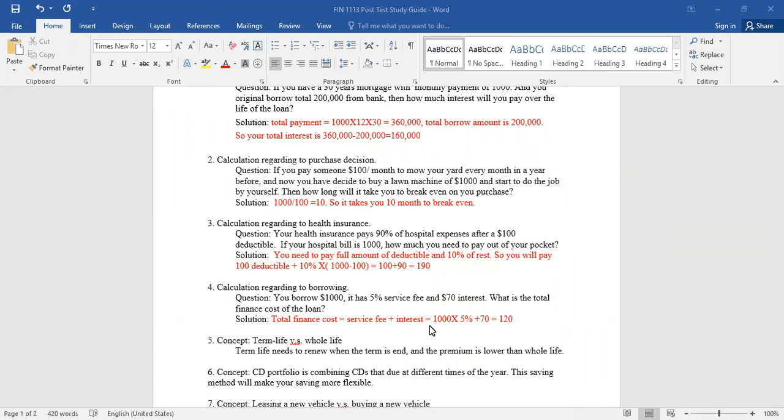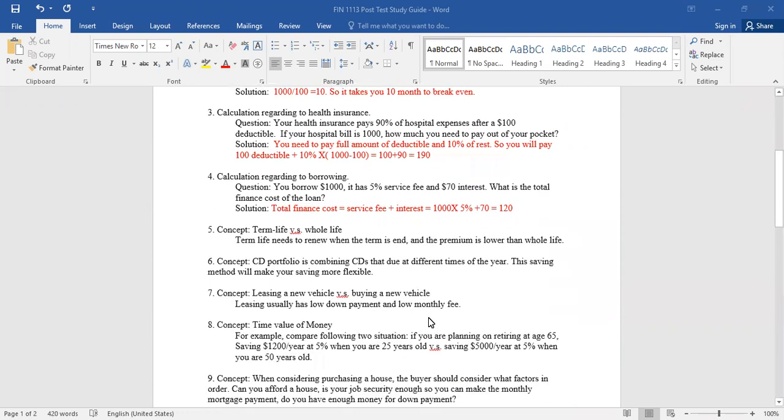The following is regarding borrowing. When you borrow money, not only do you need to pay interest. Usually when you borrow money from the bank, there's a service fee, processing fee, filing fee, and this fee is also a cost of your borrowing. So when you talk about the financial cost for the loan, you need to add all of them. In this case, the borrowing is $1,000, with a 5% service fee and $70 interest. So the service fee will be 1,000 times 5%, which is $50, plus $70 interest, that is $120. That is the total financial cost for the loan.